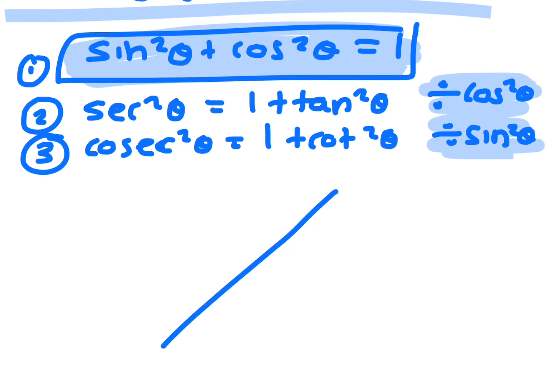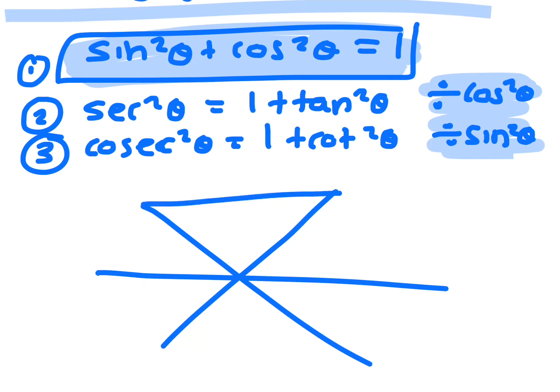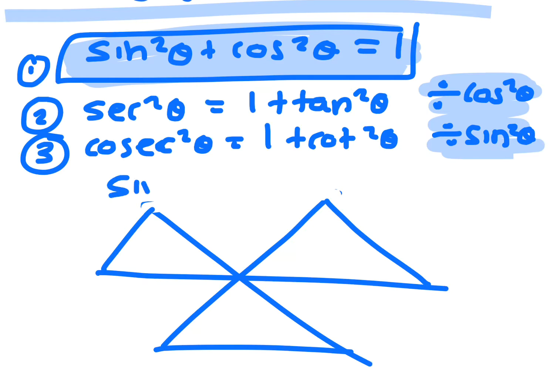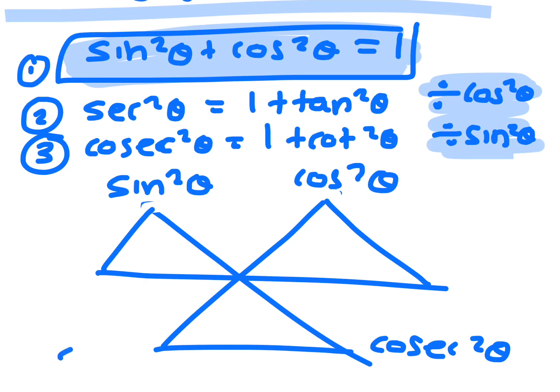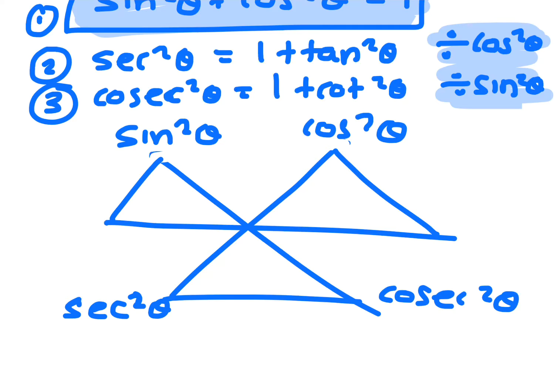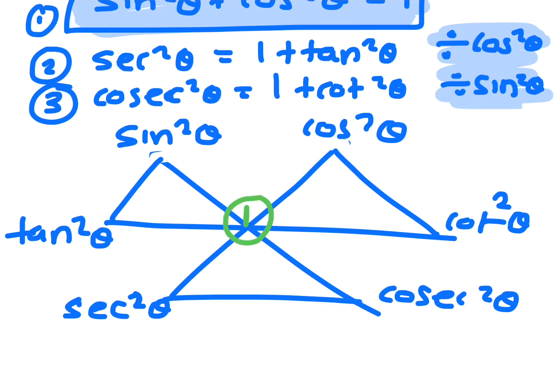There's also a way of remembering it by using this 3-leaf clover thing. Sorry, the 3-leaf clover, like that. So you go sine squared theta, cos squared theta. You start with that. The reciprocal of sine squared is cosec squared theta, and the reciprocal of cos squared theta is sec squared theta. And then you just put tan squared theta here, and on this side you put the reciprocal, which is cot squared theta. So in order to use this as a memory hook, this is 1 in the middle.